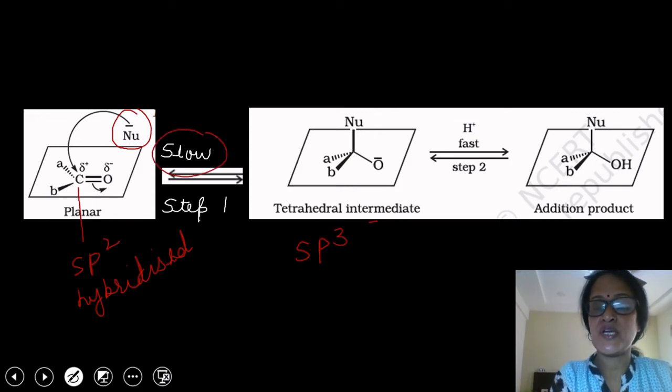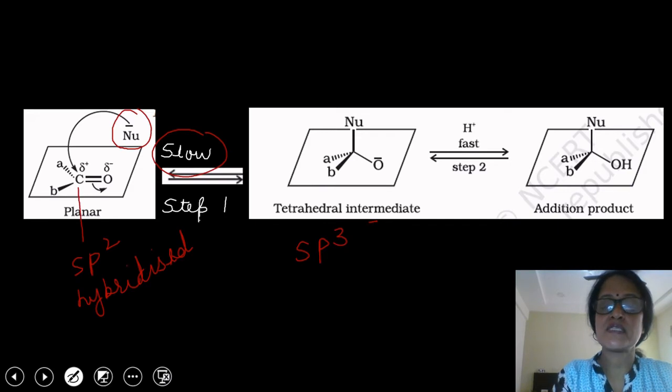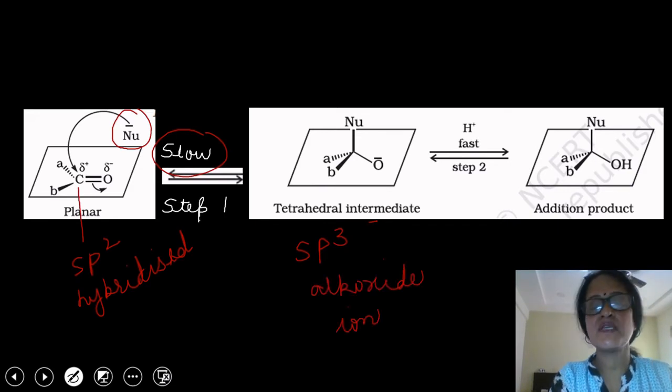Now the tetrahedral intermediate which is formed is called an alkoxide ion. This intermediate captures a proton from the medium and converts into the addition product. So what is the final product? The final product involves the addition of a nucleophile on the carbonyl carbon and the addition of a proton on the carbonyl oxygen atom. I hope these points are clear to you.